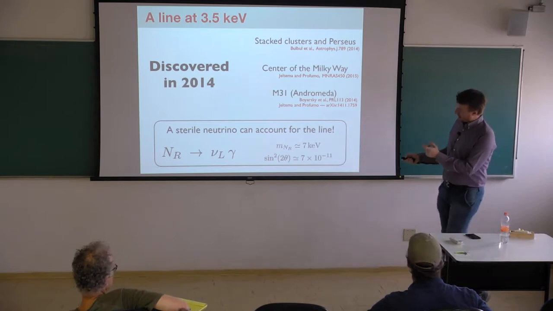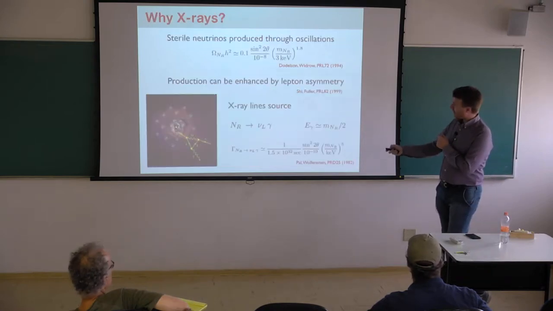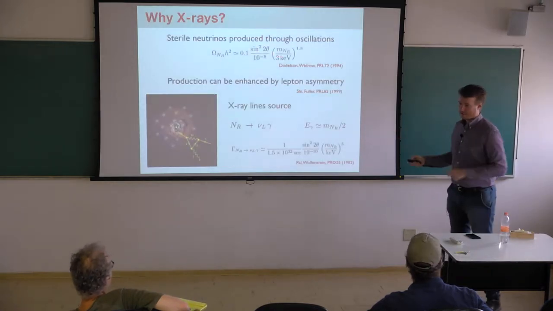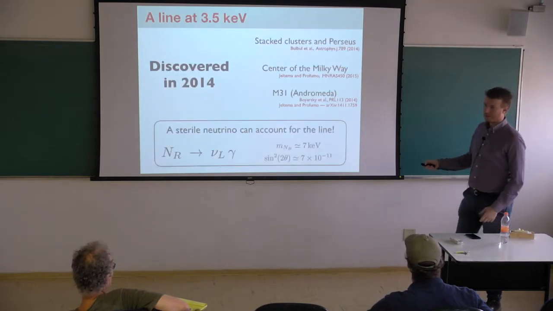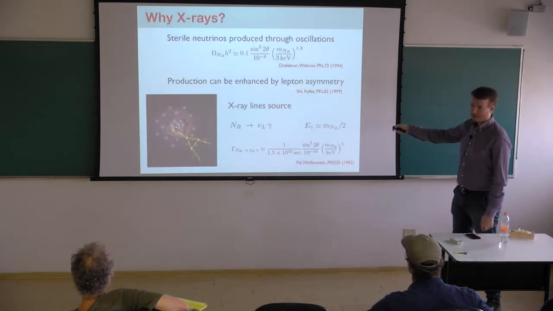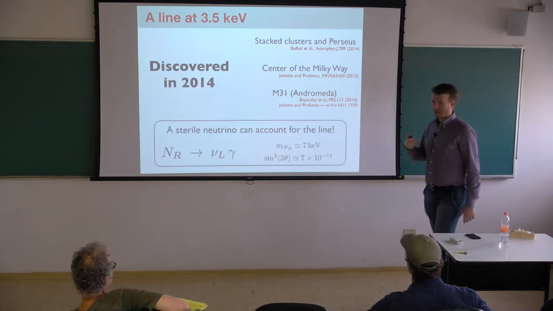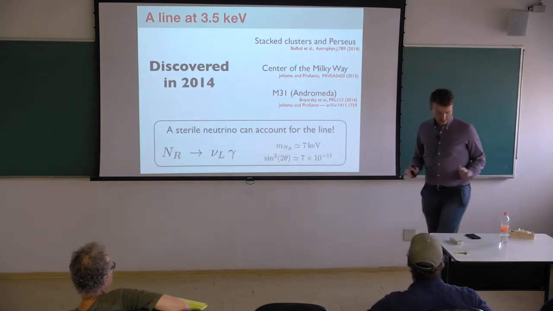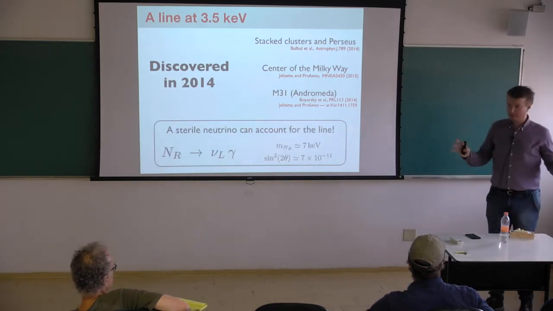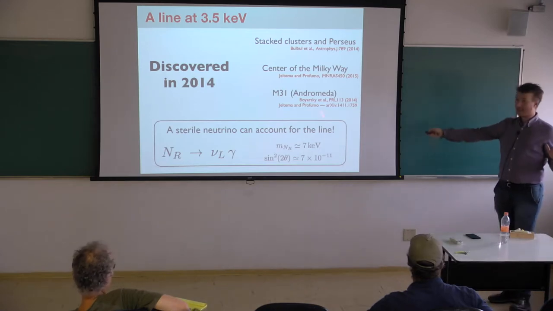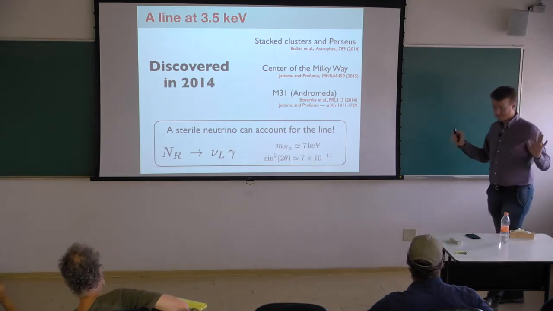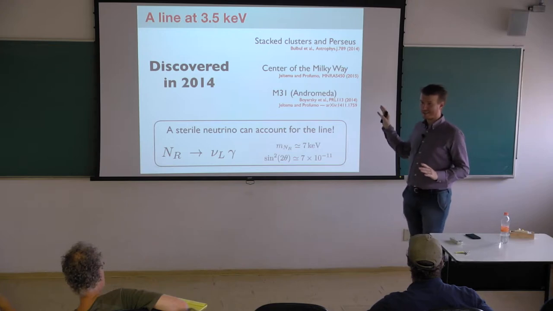The only thing is that if you try to plug these numbers into the relic density here, you don't get what you need. But you can fix that by imposing some extra electron asymmetry, so you have some resonant production. So it could be the neutrino. At the level of this line, it could be a neutrino. But then, as we will see, there are problems.